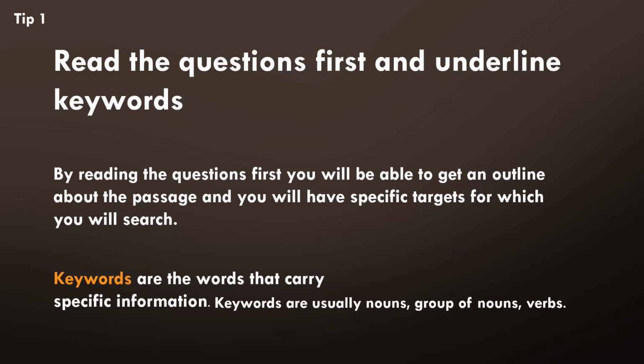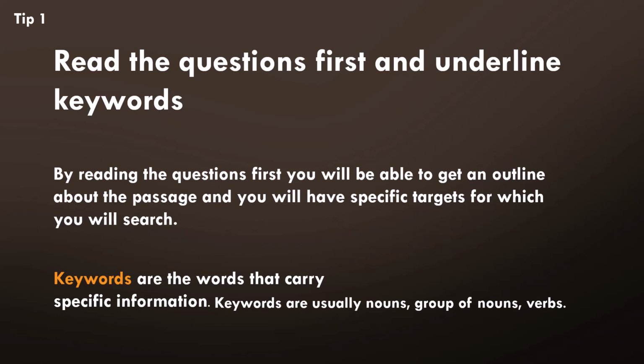Read the question first and underline keywords. Keep in mind, whenever you are dealing with the IELTS reading module, always read the question first, and whenever you are reading questions, underline keywords. By reading the question first, you will get an outline of the passage, and you will have specific targets for which you will search.